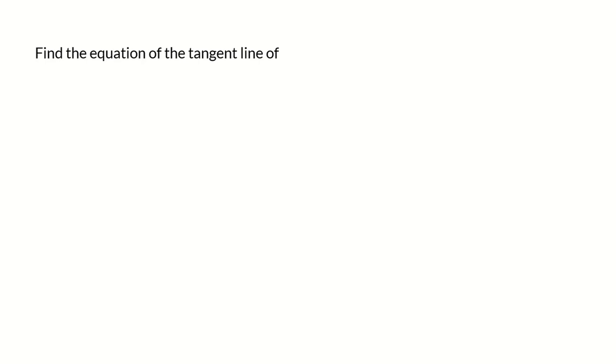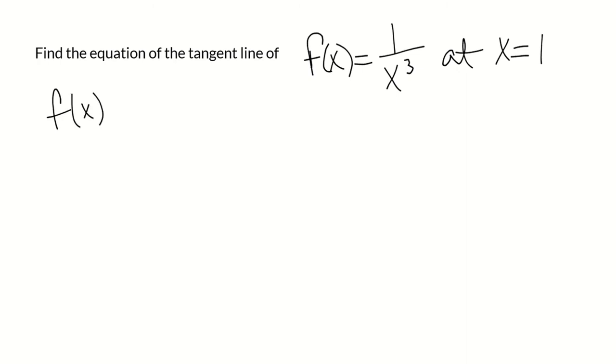Okay, here's another tangent line equation. Find the equation of the tangent line of f of x equals 1 over x to the third at x equals 1. So again, to find the tangent line, we need the slope at that point, and then we need the point on the equation at that point. So let's first find the derivative, because that's how we get the slope. But before we do that, I'm going to rewrite f of x as a negative exponent instead of as a quotient. So I'm going to rewrite f of x as x to the negative 3. Whenever we have a positive exponent in the denominator, we can flip it up and make it a negative exponent in the numerator. Okay, now we can find the derivative using the power rule.